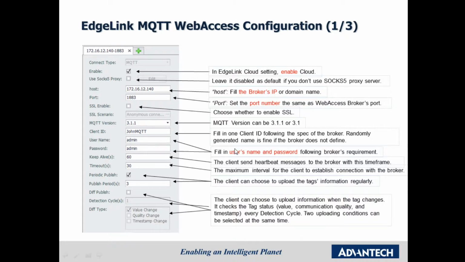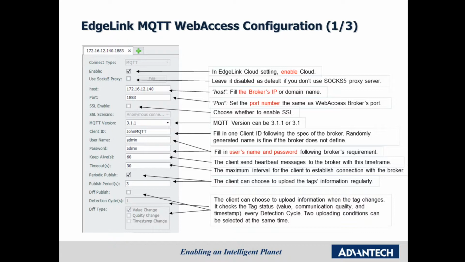Okay, next is to fill in a client ID following the spec of the broker. A randomly generated name is fine if the broker does not define one. Then fill in the username and password following the broker's requirements. The keep alive and timeout, the user can leave as default. For the periodic publish, the client can choose to upload the tag information regularly. In this example, it will publish to the cloud every 3 seconds.